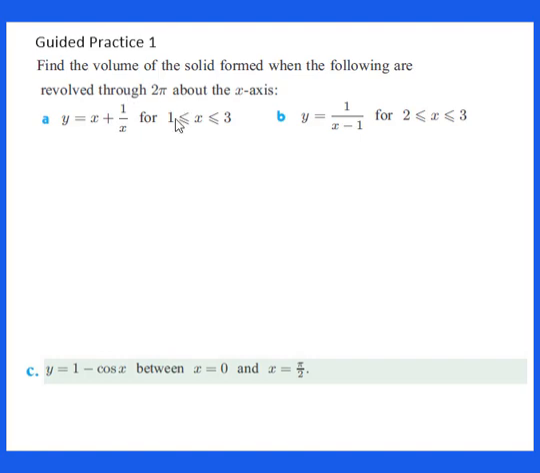Let's go to some examples. Find the volume of the solid formed when the following are revolved through 2 pi about the x-axis. That's y equals x plus 1 over x, for x between 1 and 3.